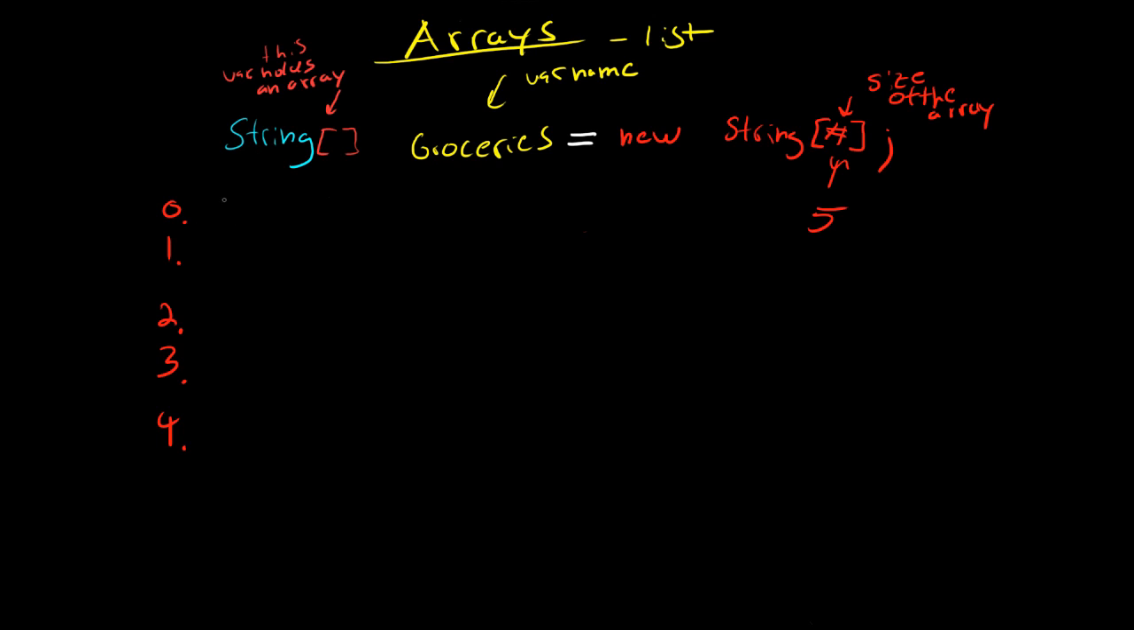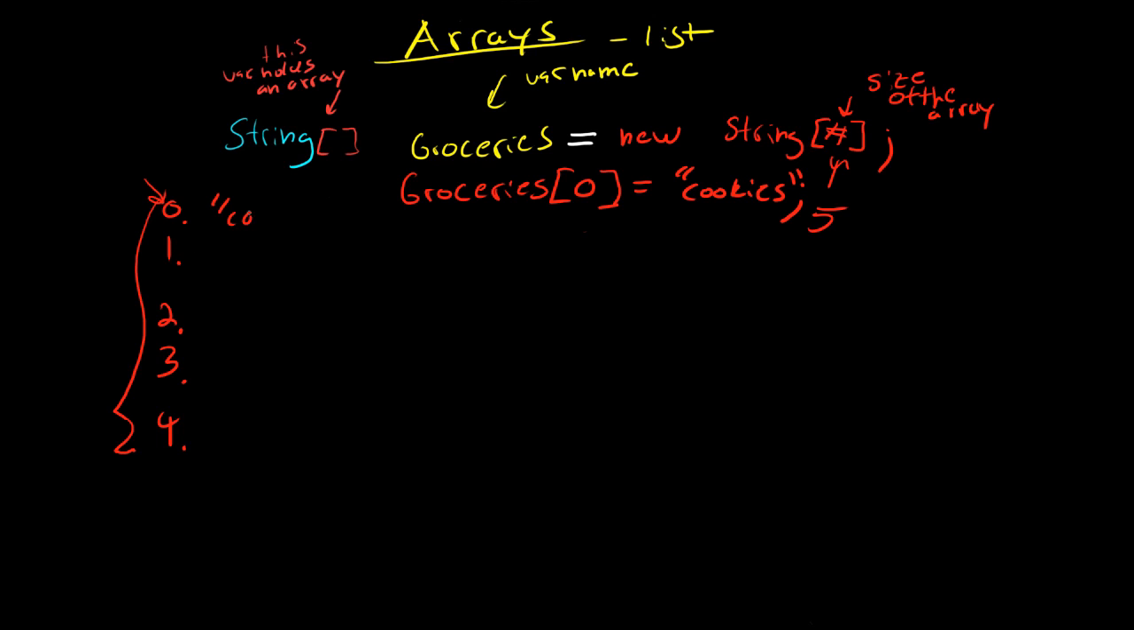So basically, this array that we made is now empty. So how to fill it is we have to go groceries, and then we do the brackets, and then the number, the index basically we want to access. So we'll access the first index and set it equal to cookies, because today we'll be cooking for the Keebler elves. So now right in here equals cookies. And so on and so forth.